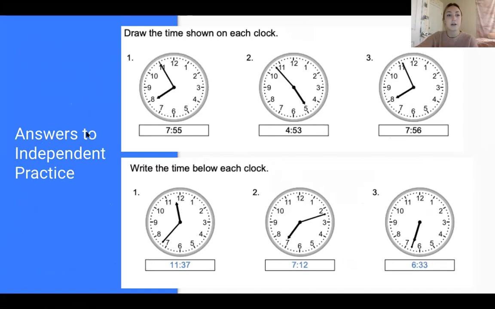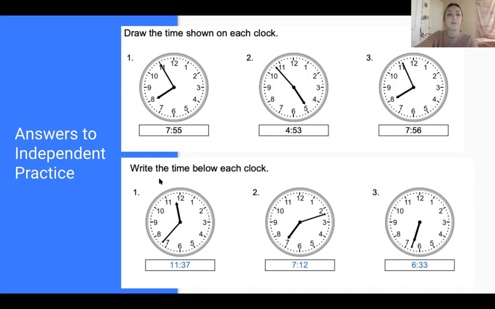Okay, now that you completed your independent practice, we'll go over the answers. So number one, you should have drawn two arrows, one almost at the 8, but not quite, and your minute hand should be right on the 11, showing 55. Number two, your hour hand should almost be at the 5, but not quite yet, and your minute hand should be pointing at 53. And for number three, your hour hand should be super duper close to the 8, but not quite. And your minute hand should be at 56.